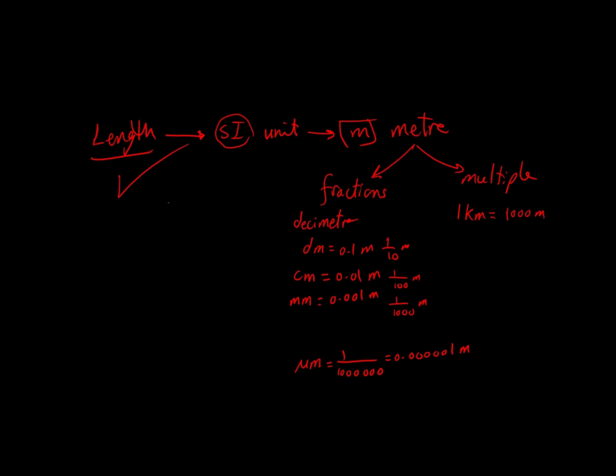Okay, what about the volume? For volume, we have meter cube. Meter cube means meter times meter times meter, because the volume is the space occupied by the object, and the space occupied by the object is three-dimensional. This means we have to get the three dimensions: length times width times height, for example. So this is the SI unit.